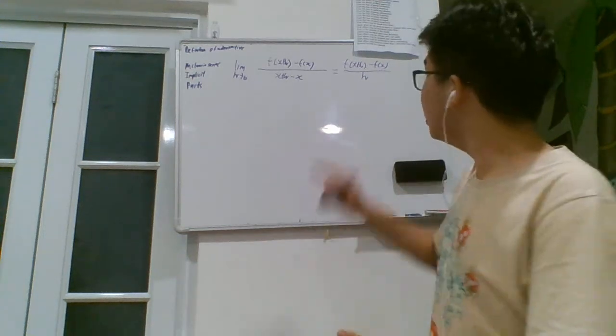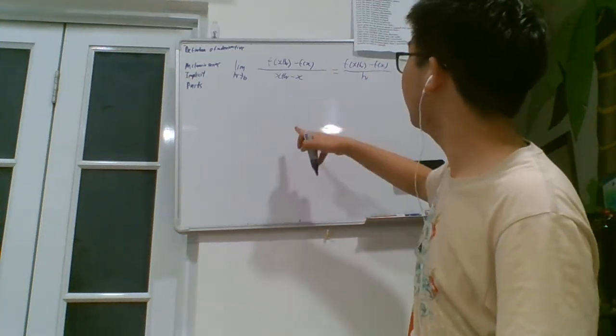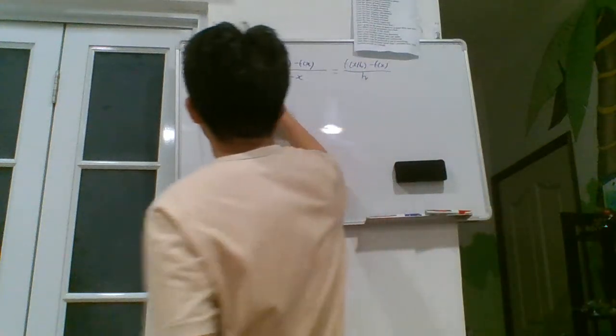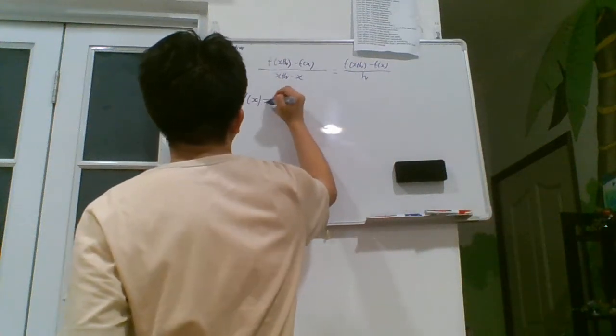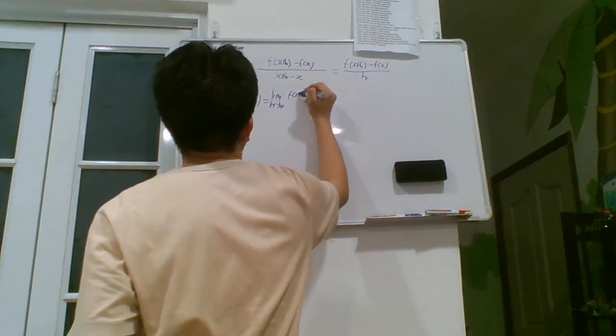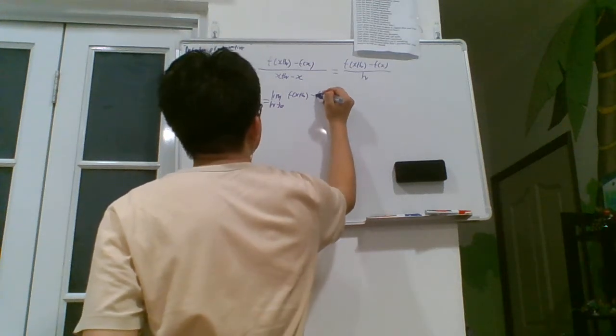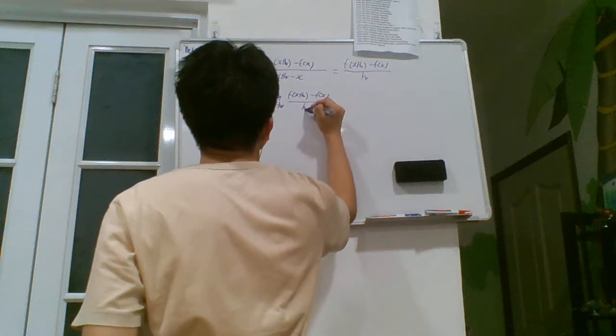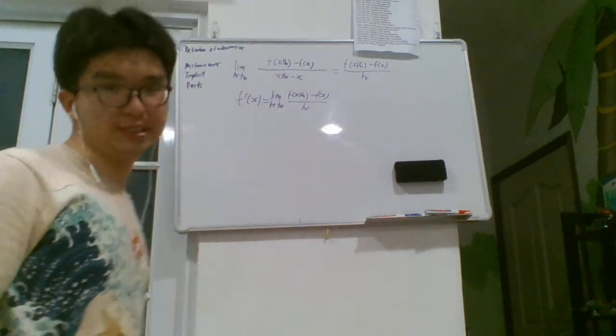So this is the definition of your derivative. f prime of x equals the limit as h approaches 0 of f(x plus h) minus f(x) over h. So let's have some worked examples now.